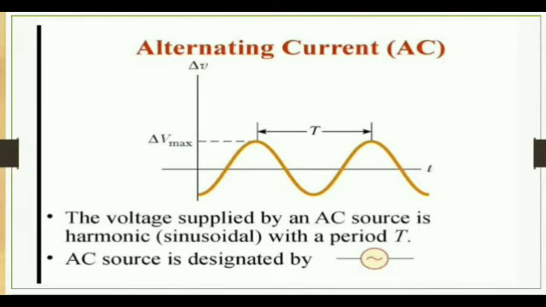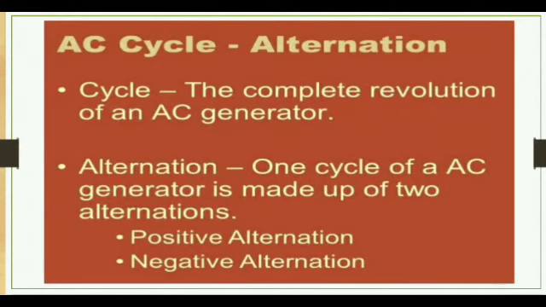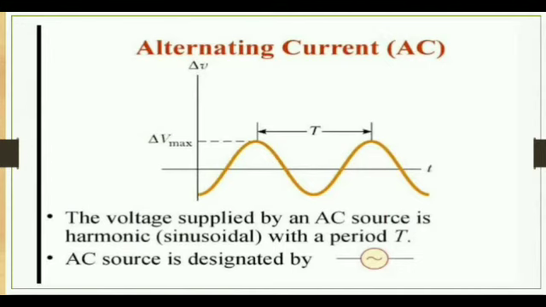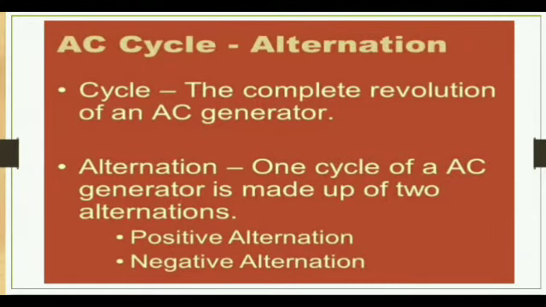Okay, students, right? And the AC cycle, if you are taking that, this is one cycle. See this, start from here up to this, so up to this is one cycle, right? This cycle is the complete revolution of the AC generator. One cycle of an AC generator is made up of two alternations. One is the positive alternation, another one is the negative alternation.